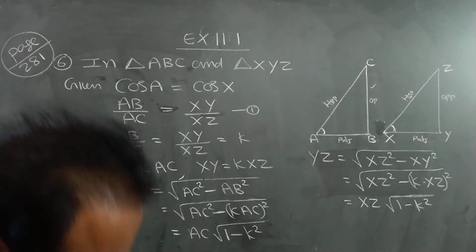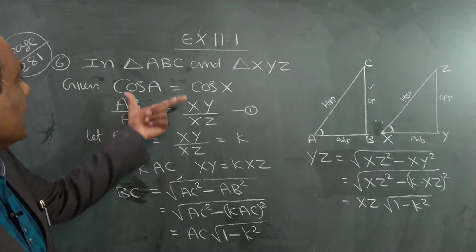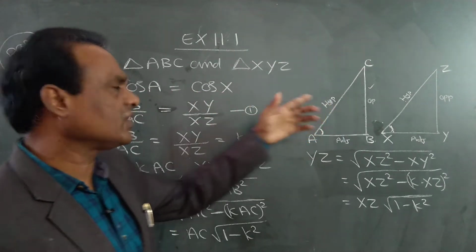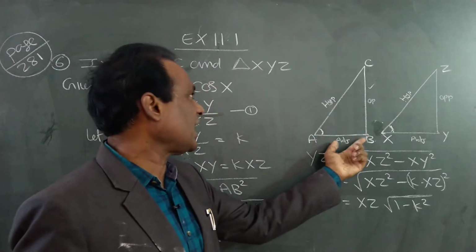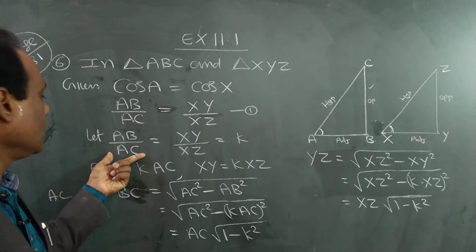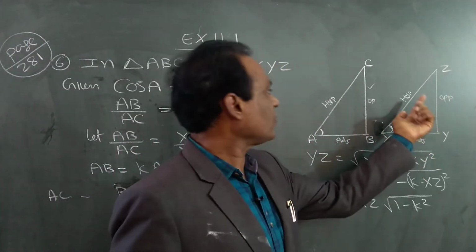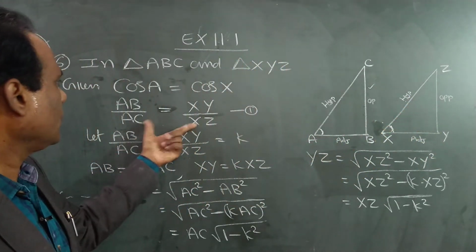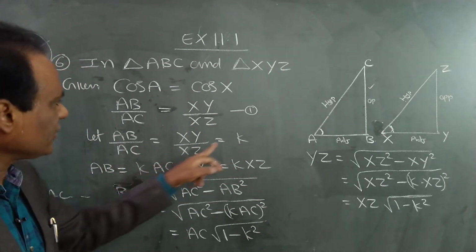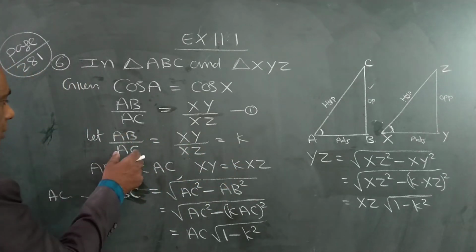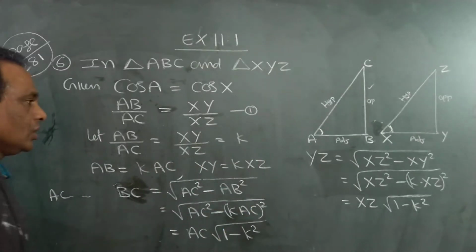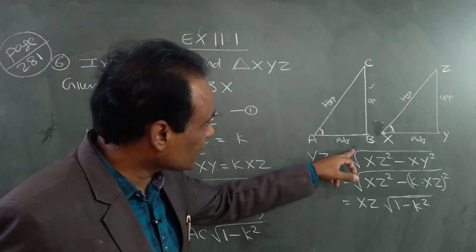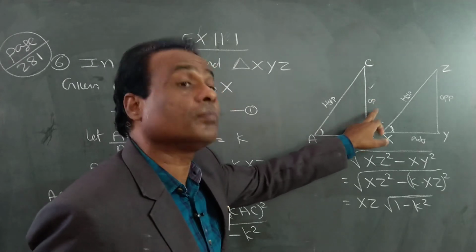So I will explain the last 3-4 steps again. See here, cos A is equal to cos X. This is given in the problem. Cos definition is adjacent by hypotenuse, AB by AC. Their cos definition is XY by XZ. Let us name it as 1, and each is equal to K. So AB is equal to K into AC, XY is equal to K into XZ. So after getting the relation between these two, I want to find the BC side.